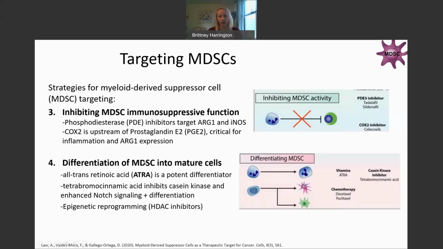And then finally, to attempt to differentiate MDSCs into mature anti-tumor cells. This is, I guess, the least advanced mechanism, but there are a couple of different inhibitors and metabolic proteins that can cause differentiation, though this isn't really specific. And there's also been some early research into using HDAC inhibitors to cause reprogramming at the epigenetic level, retargeting the genome of a MDSC to push it towards the expression of genes for a certain phenotype.